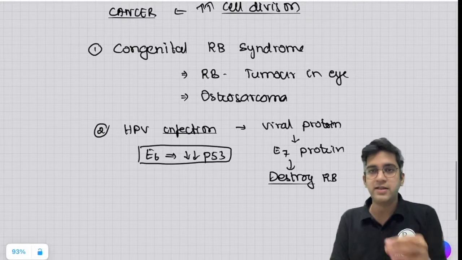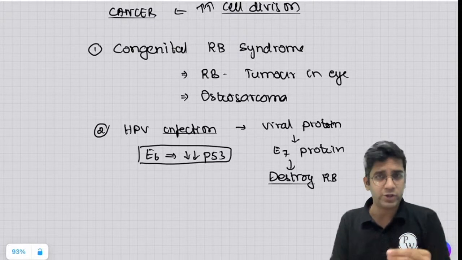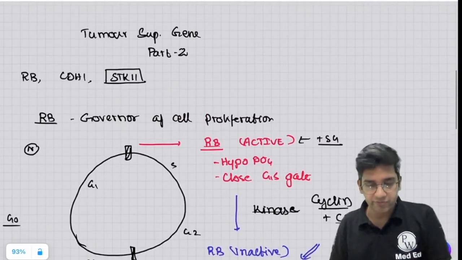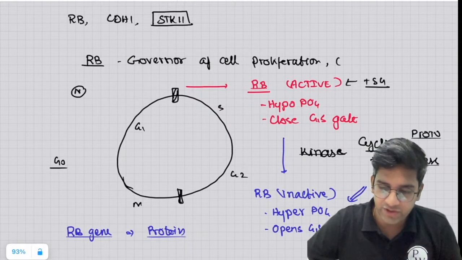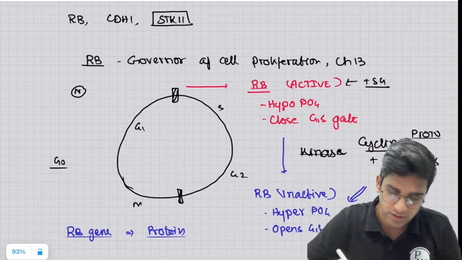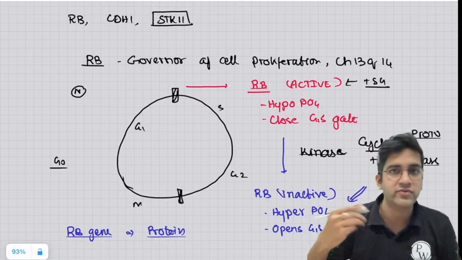So if you are in second year and you are asked a short note on retinoblastoma, you need to structure it. First, write the name, governor of cell division. If you want, add to it. It is seen in chromosome 13q14.